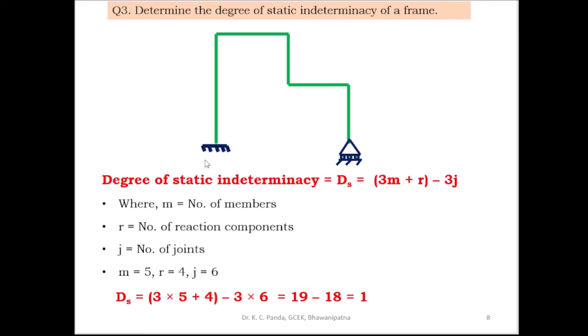Then reaction components: at the fixed end there are 3 reaction components, and at the roller support there is 1 reaction component perpendicular to the roller base. So the total number of reaction components is equal to 4. Then find out the degree of static indeterminacy. ds is equal to 3 into 5 plus 4 minus 3 into 6. So this is 19 minus 18 is equal to 1. So the degree of static indeterminacy of this frame is equal to 1. And you can also determine it using the other approach.